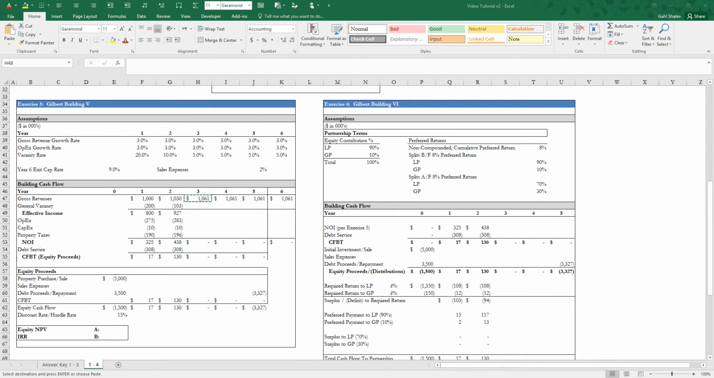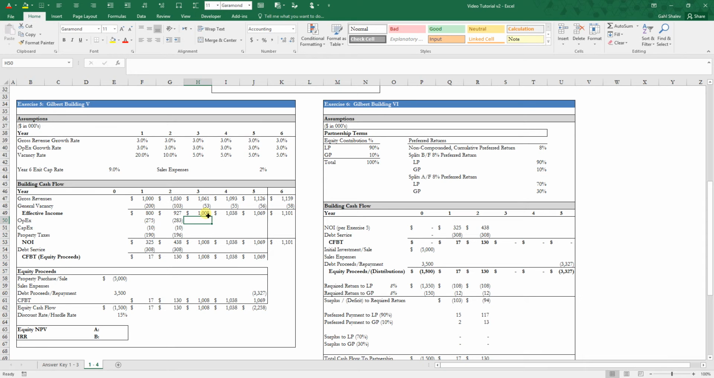Next, we have general vacancy, which is calculated here just as it was in exercise 1. It's the vacancy rate, shown here in the assumption section, times the potential gross revenues. I'll also copy this sum formula to make sure that my effective income is being calculated.